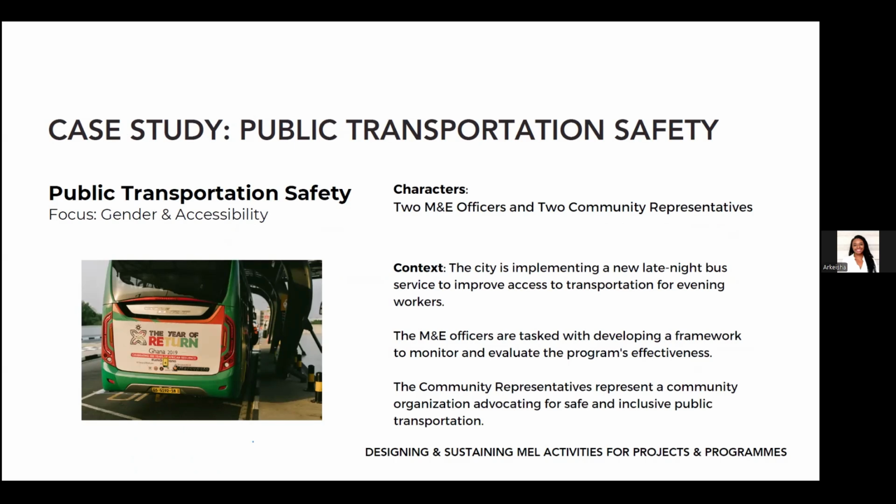We're starting with characters. There are two monitoring and evaluation officers and two community representatives. The context is that the city is implementing a new late night bus service to improve access to transportation for evening workers. The monitoring and evaluation officers are tasked with developing a framework to monitor and evaluate the program's effectiveness. The community representatives represent a community organization that's advocating for safe and inclusive transportation.